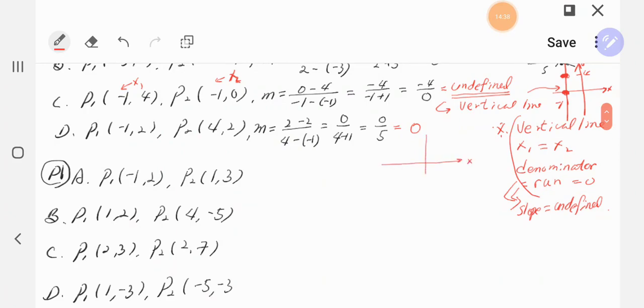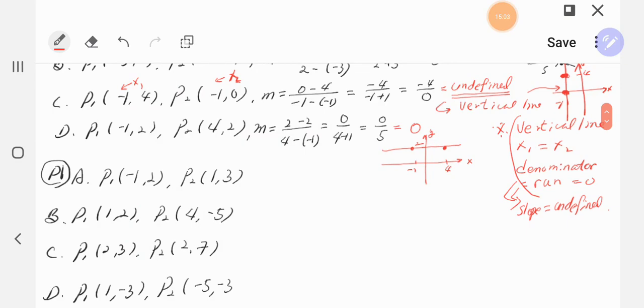X-axis, y-axis. Okay, negative 1, 2. Here's negative 1. Here's y equals 2. And the second point is here's 4 and y equals 2. Okay, let's connect these 2 points. Isn't this a horizontal line? Horizontal line, right?